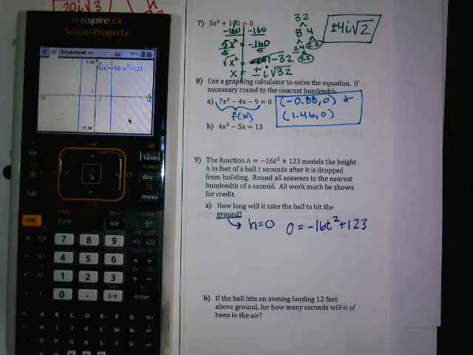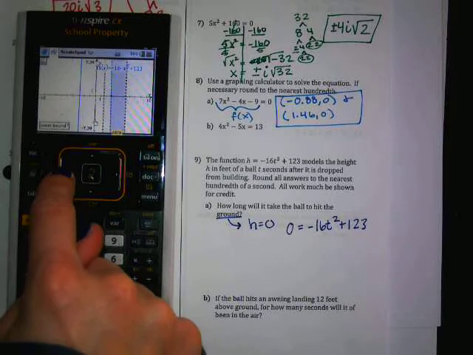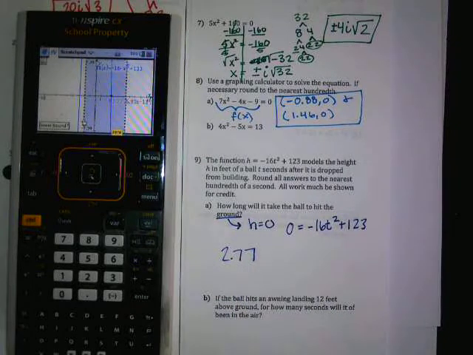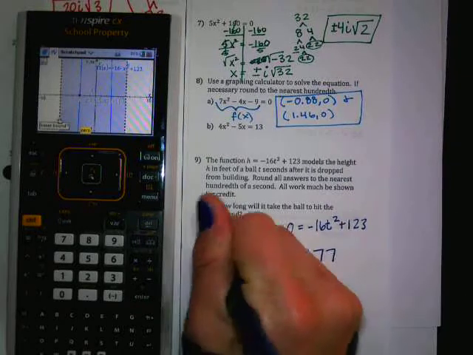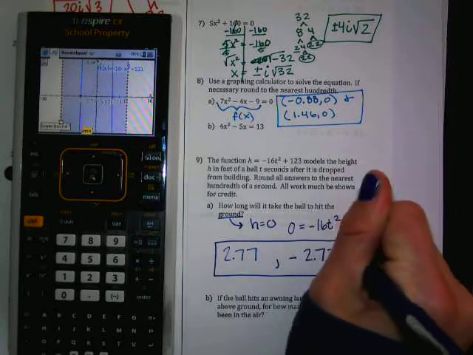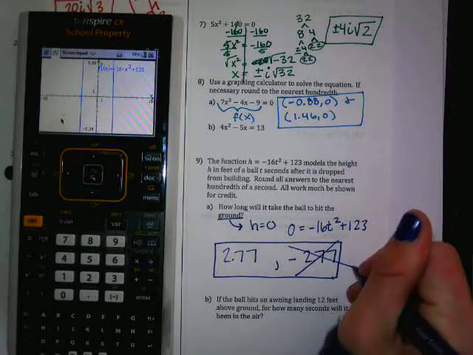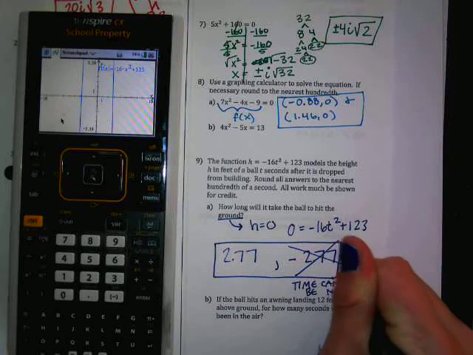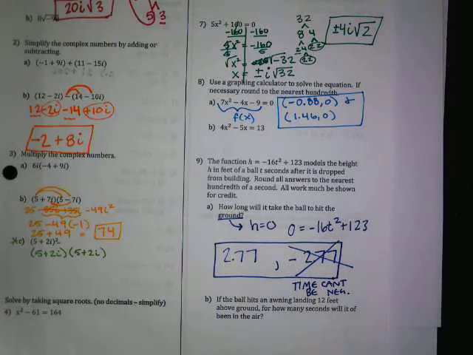All right, so I got to find my 2 x-intercepts. Menu, analyze, 0, scroll, and so one of them is at 2.77. Keep scrolling, and the other one is at negative 2.77. Now, do I need the negative one? Why? Because time can't be negative, so I don't actually really care about this one. Time can't be negative. You don't have to write that every time. I was just writing it as a note to y'all.